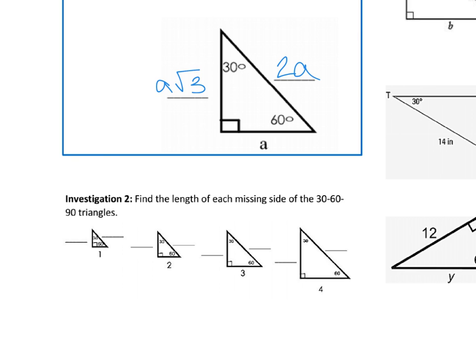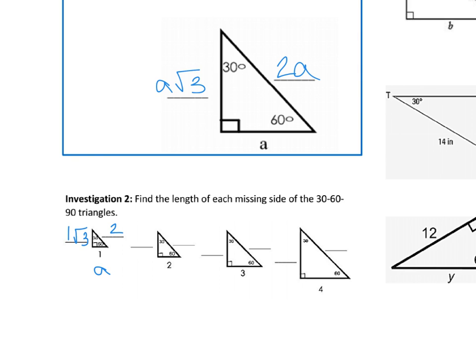All right, so investigation 2. Find the length of each missing side of the 30, 60, 90 triangles. So in the first one, we see that across from the 30, we have 1. That's in the spot where A is. So now next we can look at across from the 90. Across from 90 should be 2 times A, so we would do 2 times 1, which is 2. And then across from the 60 would just be A times the square root of 3. And A is 1, so it'd be 1 square root of 3.